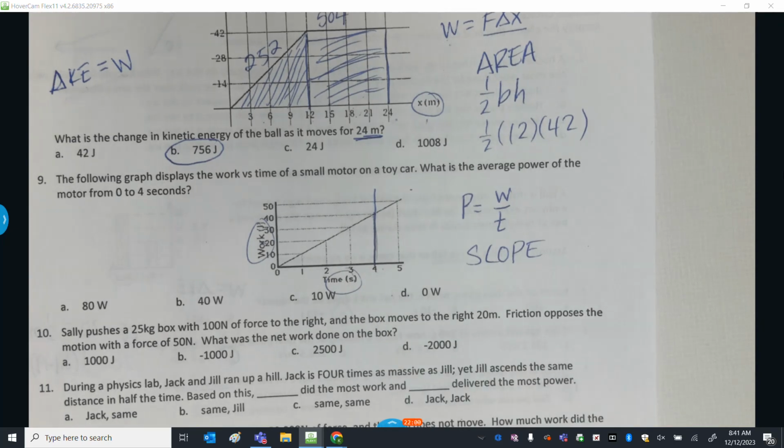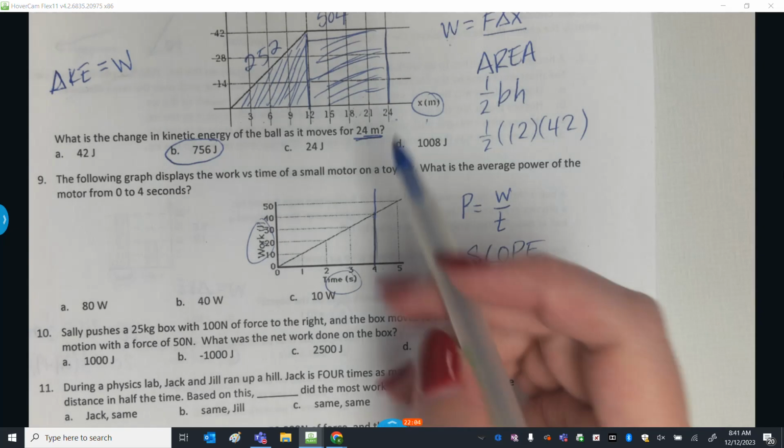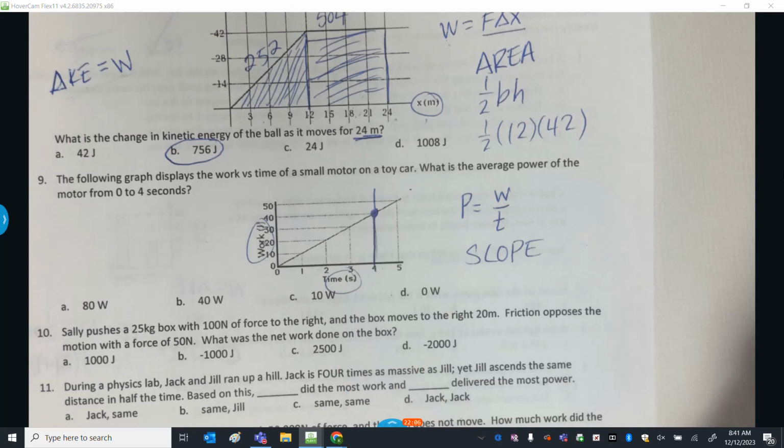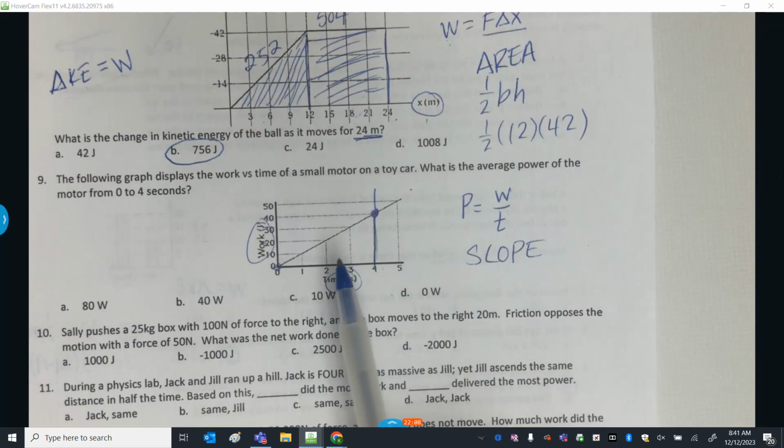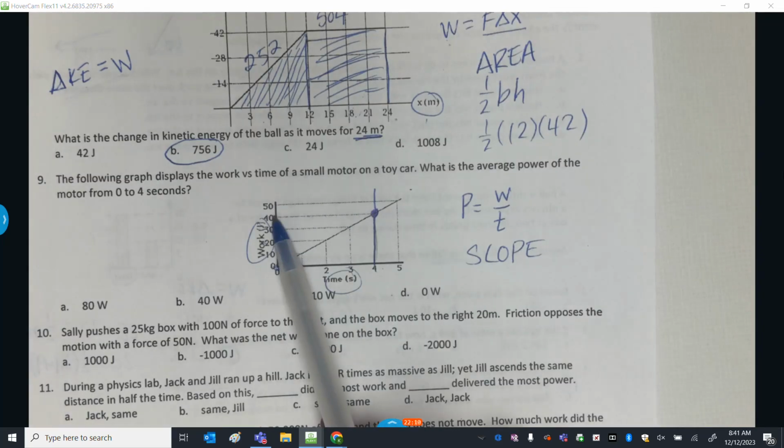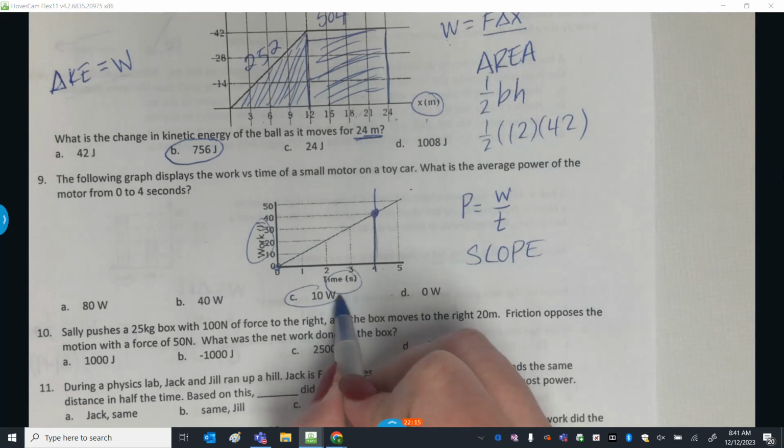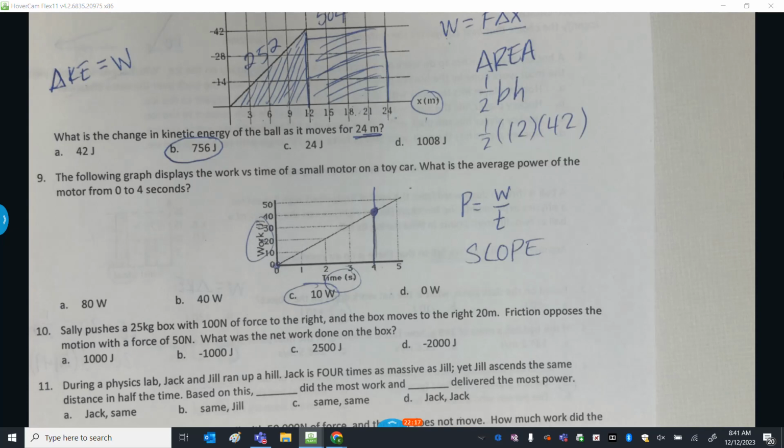I just need to pick 2 points on that line. Since it's a straight line, any 2 points will work. But I'll go ahead and use that point and my origin. Rise over run, change in y 40, change in x 4. 40 divided by 4 is 10. The answer to number 9 should be C, 10 watts.